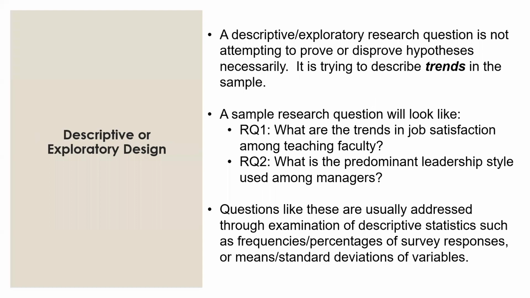So let's start with the descriptive and exploratory component. A descriptive or exploratory research design is rather simplistic in that it's not attempting to prove or disprove hypotheses, meaning you don't always get a level of significance that there is a significant relationship or significant differences between groups. It's more trying to describe trends in your sample. So I've provided a couple sample research questions here. What are the trends in job satisfaction among teaching faculty? Or what is the predominant leadership style used among managers in a workplace? We're not trying to prove anything in these research questions with a level of significance. We're just outlining what are the trends in the sample.